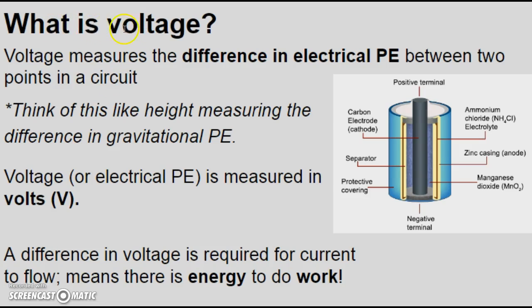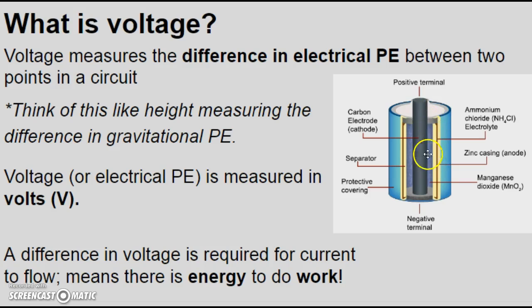So moving on, what is voltage? Voltage measures the difference in electrical potential energy between 2 points in a circuit. Think of this like height, measuring the difference of gravitational potential energy. Voltage, or electrical potential energy, is measured in volts. A difference in voltage is required for current to flow. It means there is energy to do work.